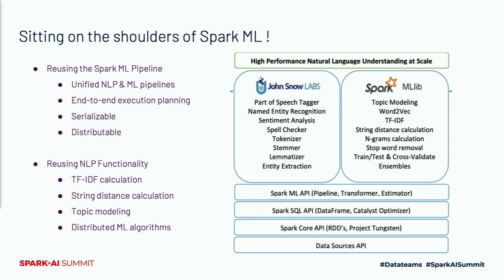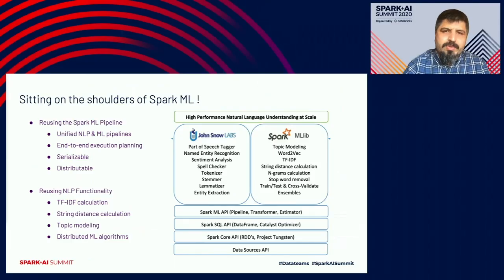As I said before, we are sitting on the shoulders of Spark ML, which means that the models that we create and implement in Spark NLP can be combined with Spark ML transformers or estimators in the same Spark pipeline. So anything that comes from Spark ML can also be used in Spark NLP, and anything developed on the Spark NLP side can also be used with Spark ML.